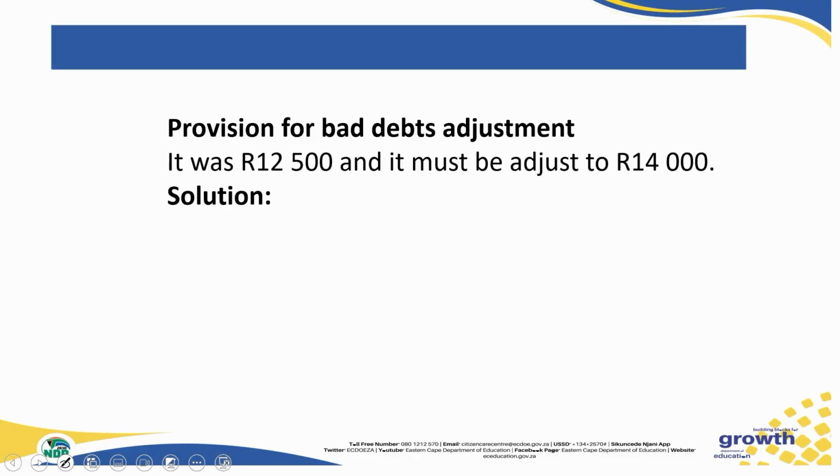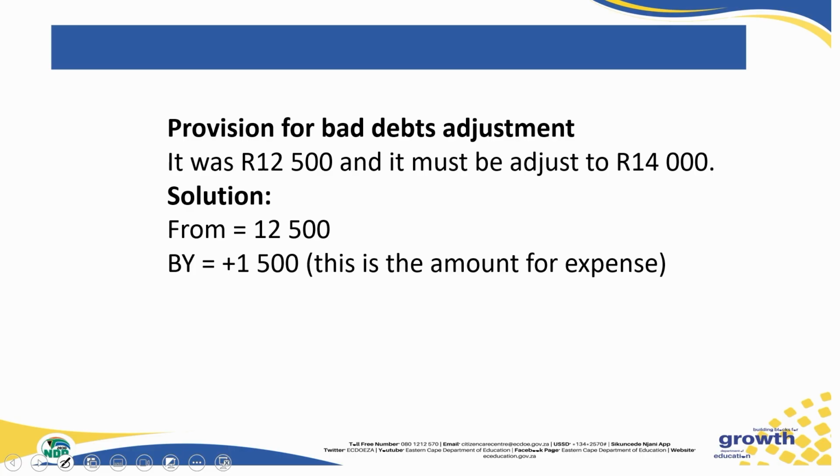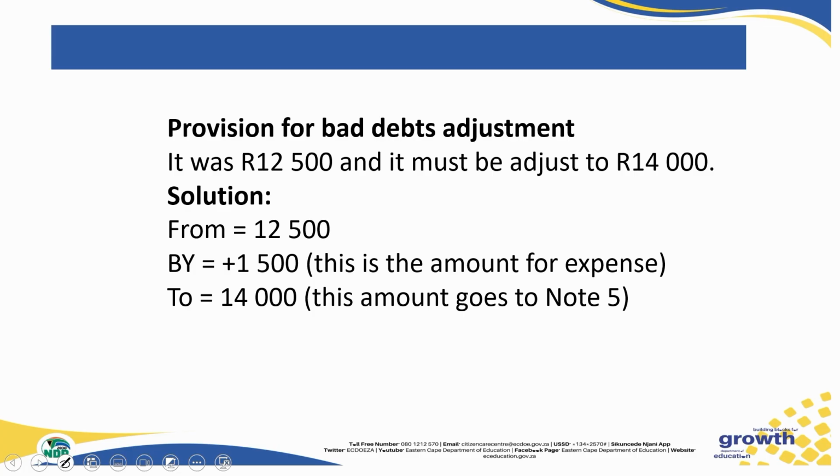Now let's have a look at an example. We have provision for bad debts adjustment. We are told that it was 12,500 and it must be adjusted to 14,000 Rand. Let's have a look at the solution. So we are going from 12,500. We need to add 1,500, so we are increasing it by 1,500 to 14,000 Rand.